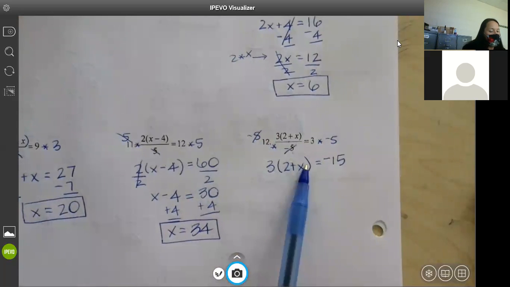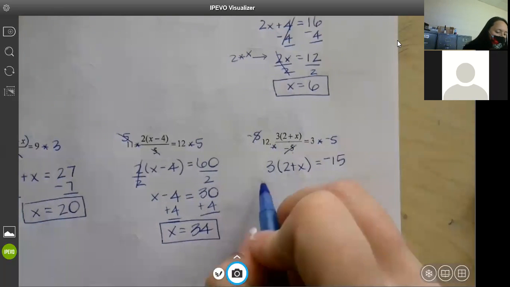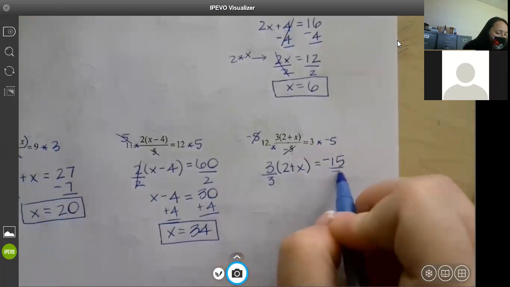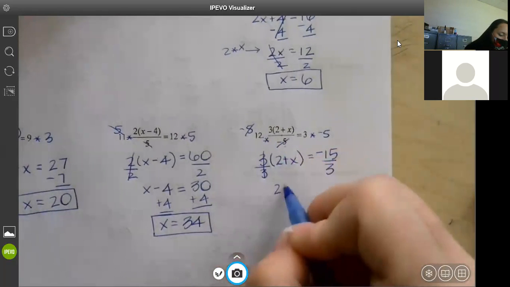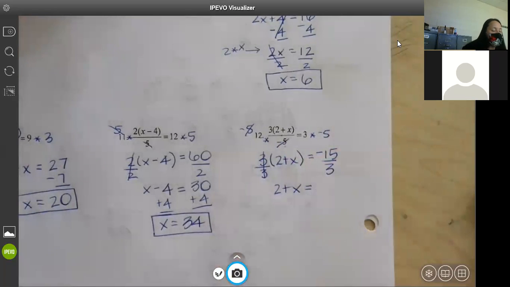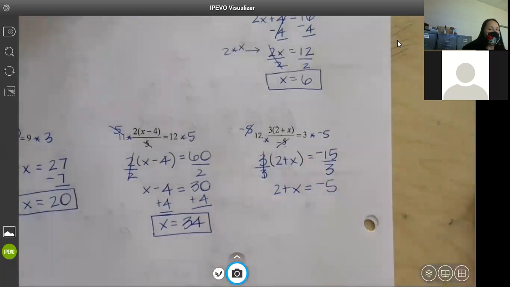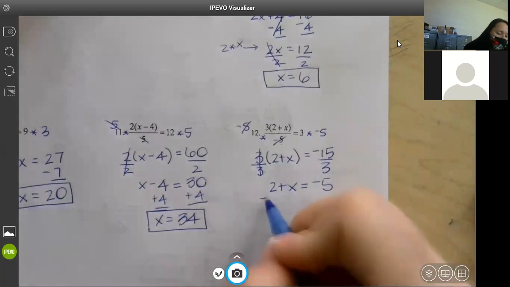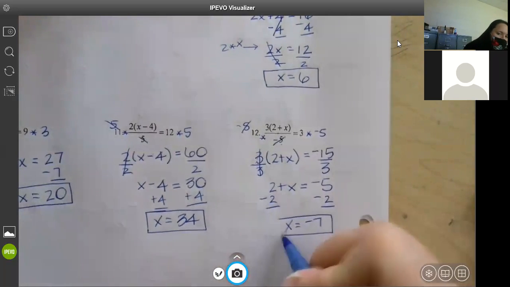The 2 is with the x, so I want to get rid of the 3. Remember, this is a multiply, 3 times all of that. So I'm going to divide it to get rid of it. I get 2 plus x equals -15 divided by 3 is -5. And again, if you need to use your calculators, use your calculators. Last step, how do I get rid of this +2? Minus the 2. And -5 minus 2 is -7.